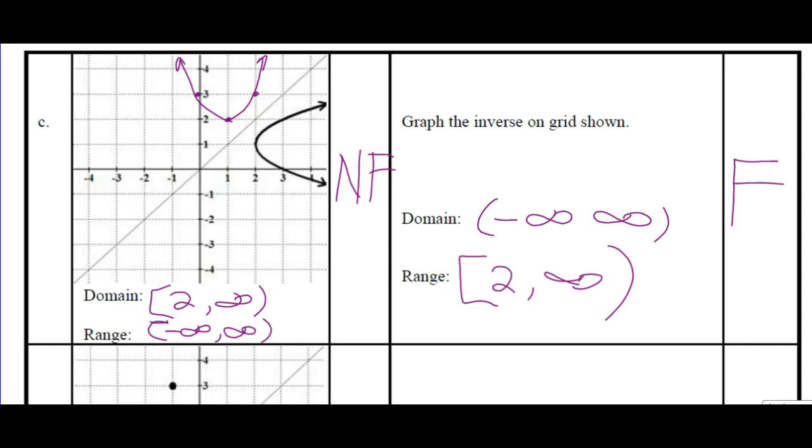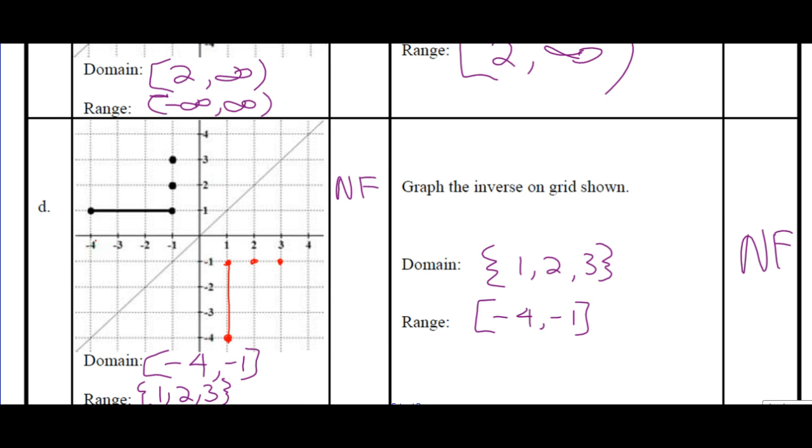Okay, so the domain is 2 to infinity, and the range is negative infinity to infinity. It's not a function, the original, the black line. To graph the inverse, we just interchange domain and range, ending up with a parabola, and that is a function. I did restart the recording.